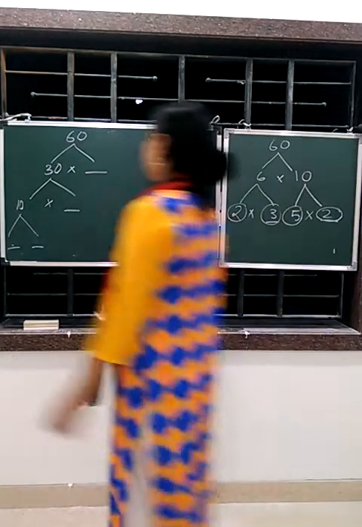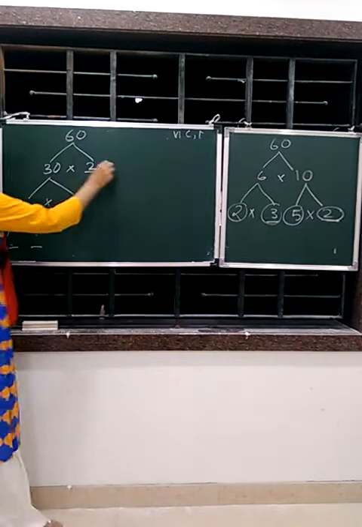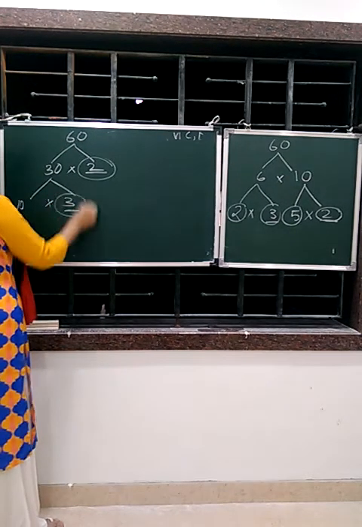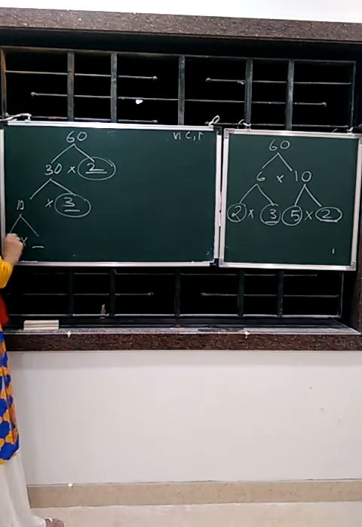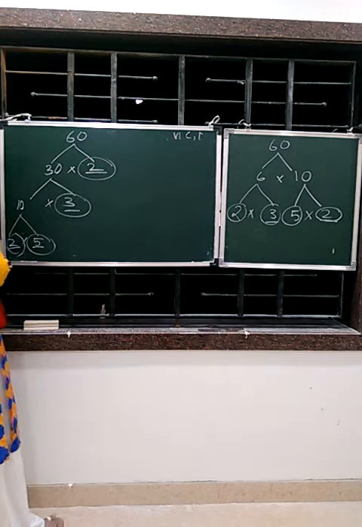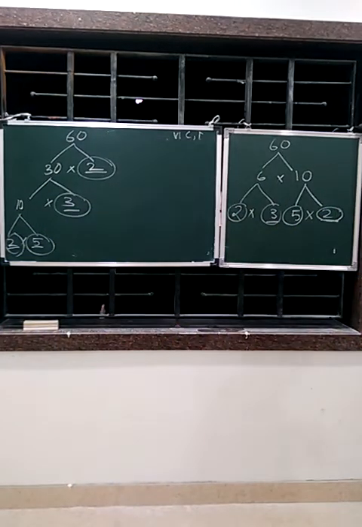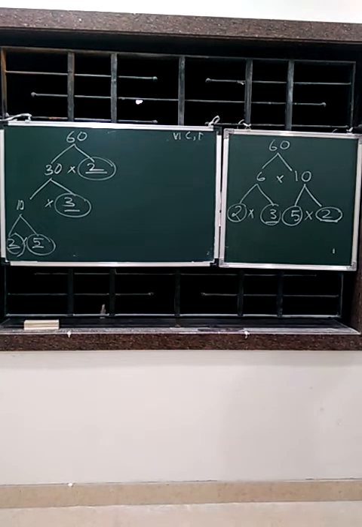As you can see, 30 into 2 will give us 60, it's a prime number, circle it. 10 into 3 will give us 30, circle it. And then what should come here? 2 5s are 10 or 5 2s are 10, any number you can write. So these are the prime factors, so we have circled them. This completes question number 2.